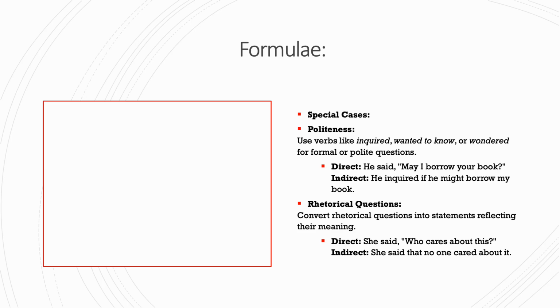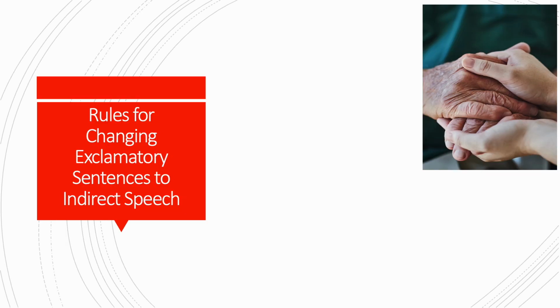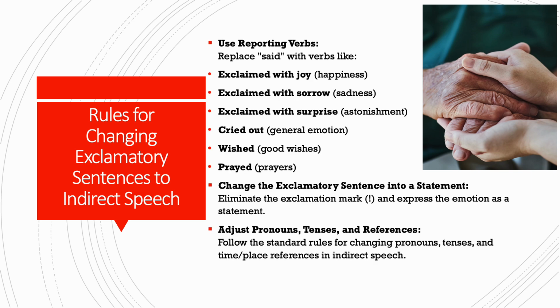So in short, let's understand the formula to change interrogative sentence to reported speech. If we have a yes or no question, it would be reporting verb plus if or whether and the statement. And if it's a WH question, then reporting verb plus WH word and then the statement. So simple. The next type would be exclamatory sentence. How to change exclamatory sentence to indirect speech?